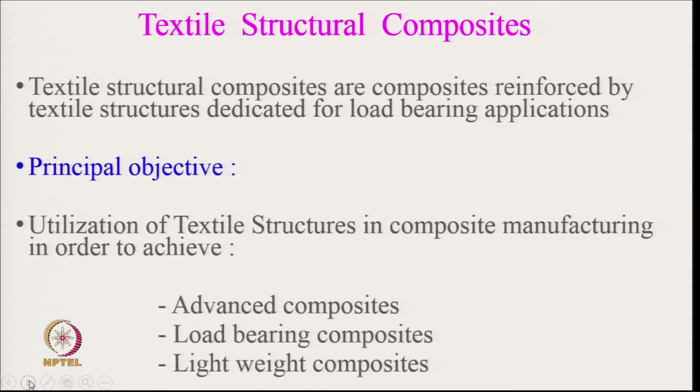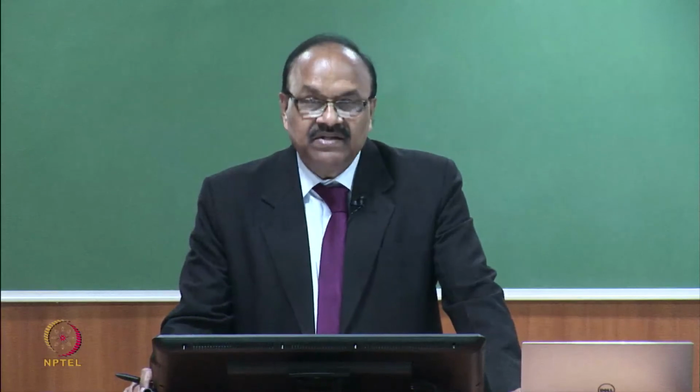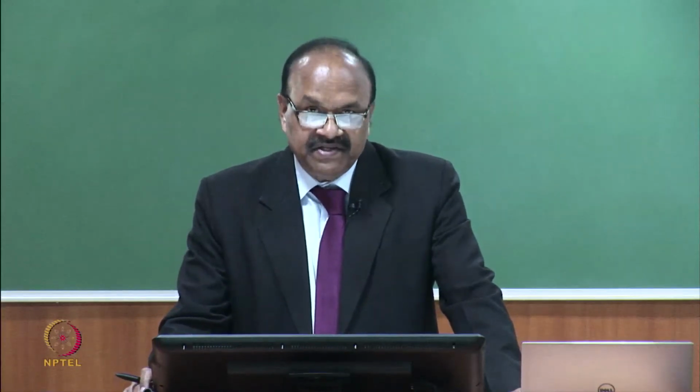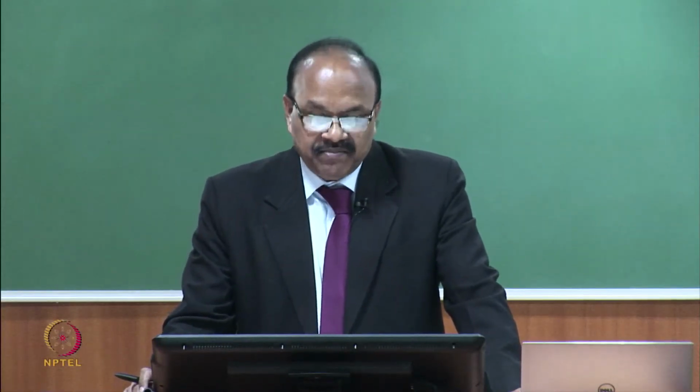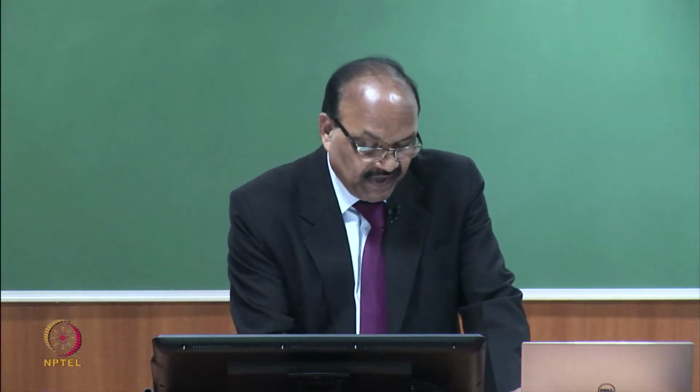applications. The principal objective of making textile structural composites are: we can utilize textile structures in composite manufacturing so that we can achieve advanced composites, load bearing composites and lightweight composite materials. These are the three basic objectives. Apart from that, there are many other advantages also.